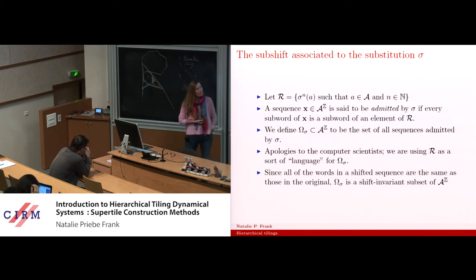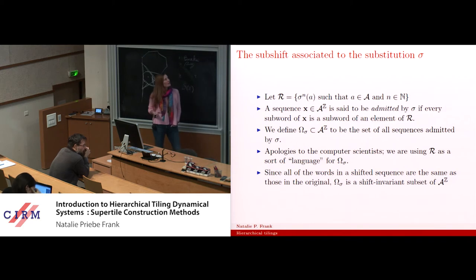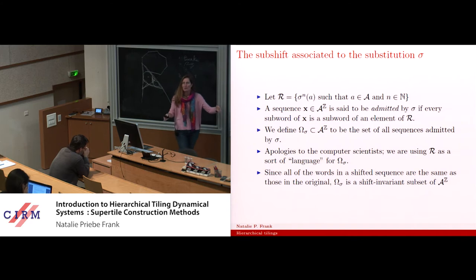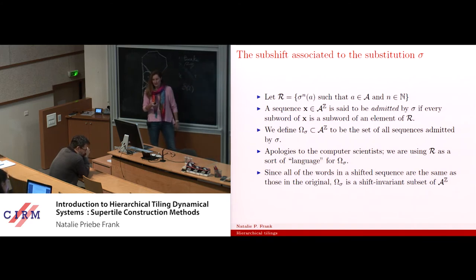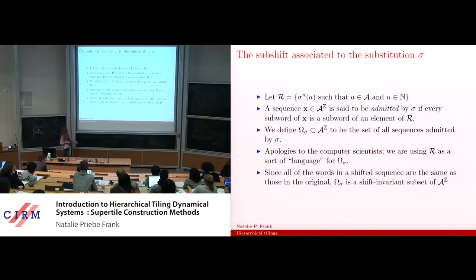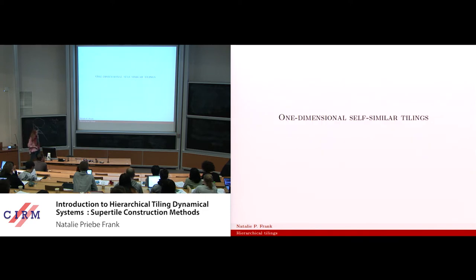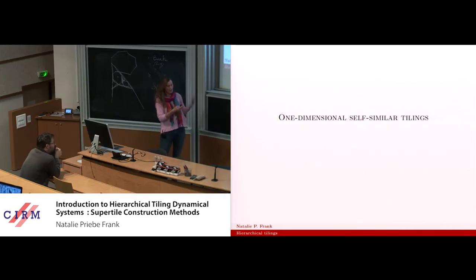And if you think about it, if I have a sequence that's been admitted by the substitution, then if I shift it, it's not going to change that because all the words are still the same. They're just in a different place. So that means that when I take the set of all admitted words, it will be shift invariant. And you do a little bit of work to prove that it's closed and you're all set and you've got a subshift. All right, so that's the one-dimensional case with which many of us are familiar.